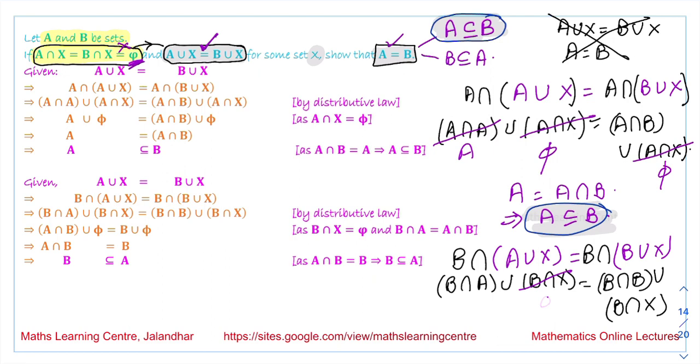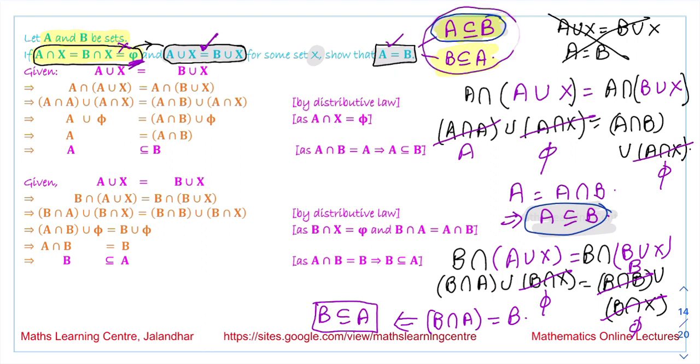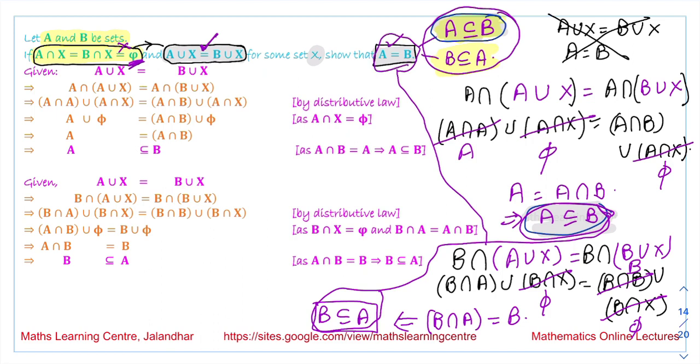Now B intersection X it is ϕ, B intersection X B it is B. So what we are left with is that B intersection A is equal to A, and this implies that B is a subset of A. So we have proved two things: A is a subset of B and B is a subset of A. By combining both these results, we obtain the answer that A is equal to B.